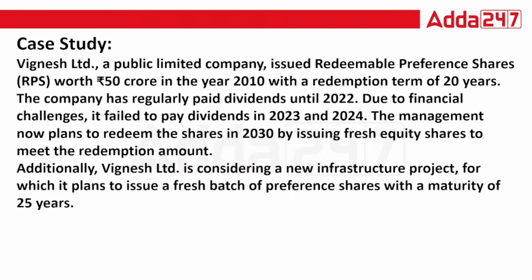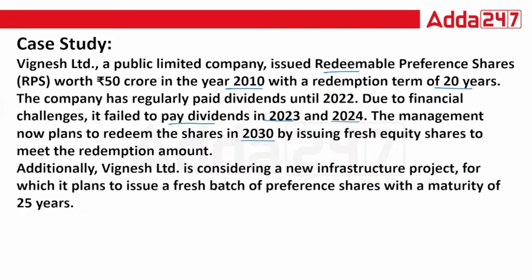Next, this question is based on a case study where Vignesh Limited, a public limited company, issued redeemable preference shares (RPS) worth 50 crore in the year 2010 with a redemption term of 20 years. The company regularly paid dividends until 2022. Due to financial challenges, it failed to pay dividends in 23 and 24. The management now plans to redeem the shares in 2030 by issuing fresh equity shares to meet the redemption amount.